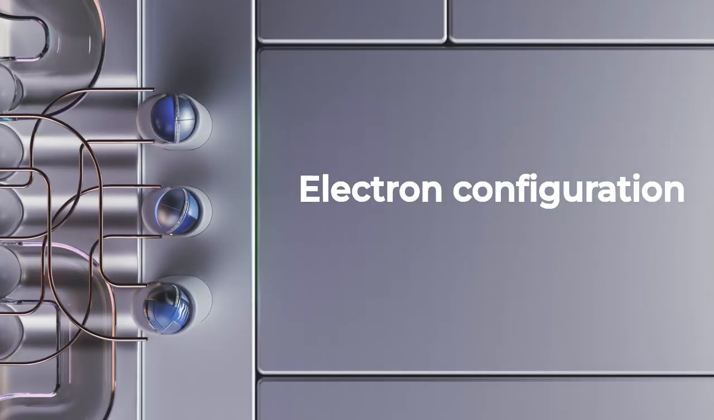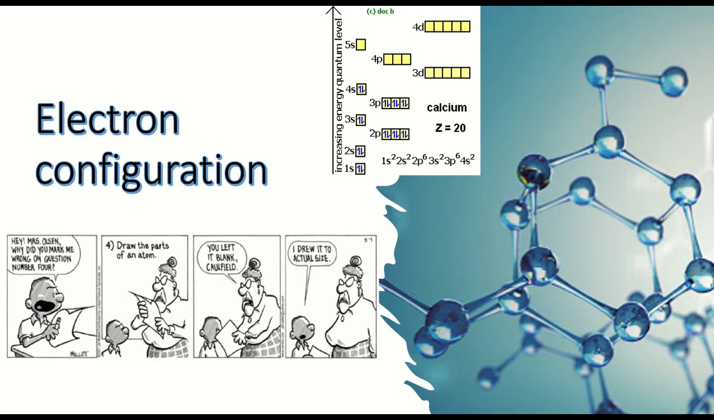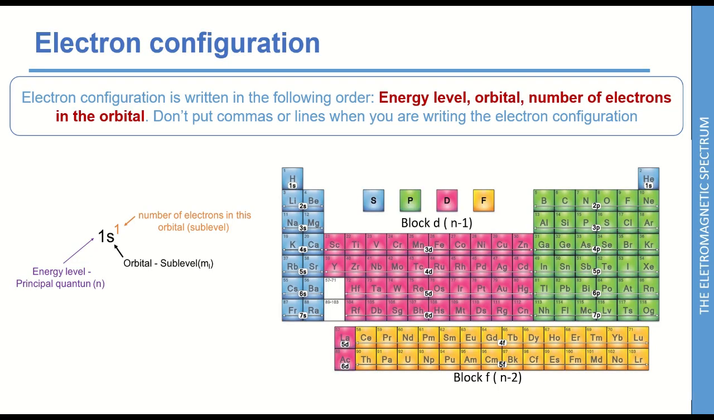Each orbital can hold 2 electrons, but they must be in opposing directions. Okay? And how are we going to do electron configuration over here? Electron configuration is writing the following order: energy level. So we start with the lowest energy, and every single element when they start over here.